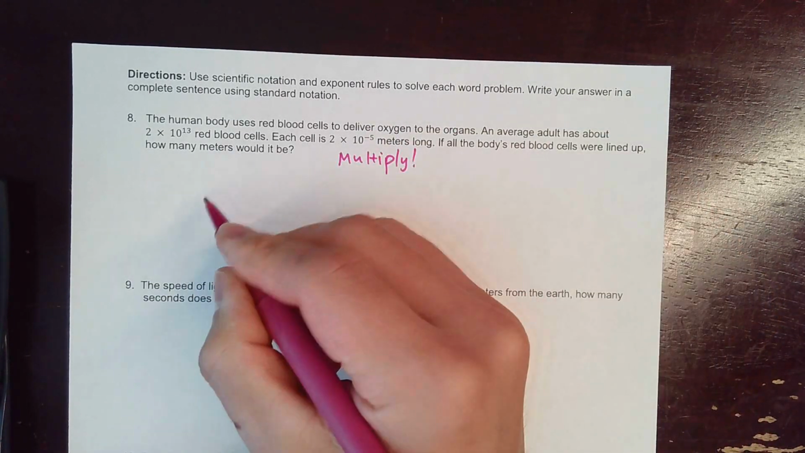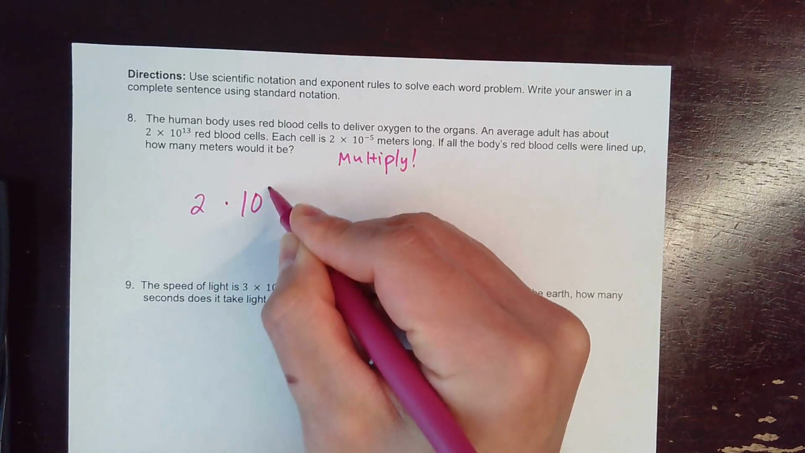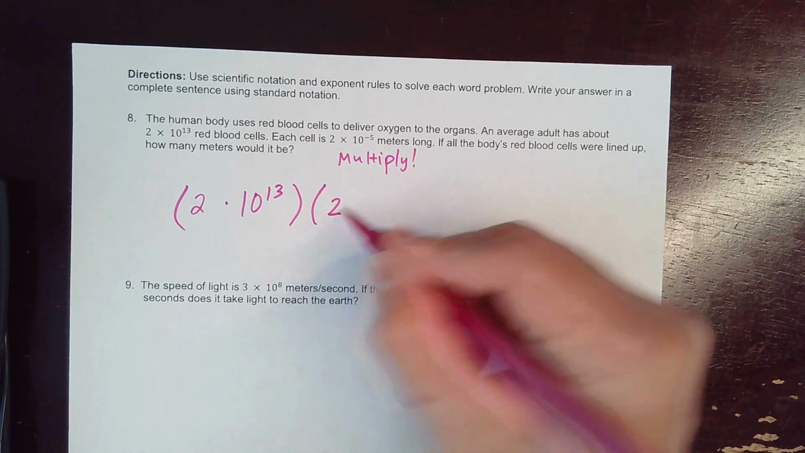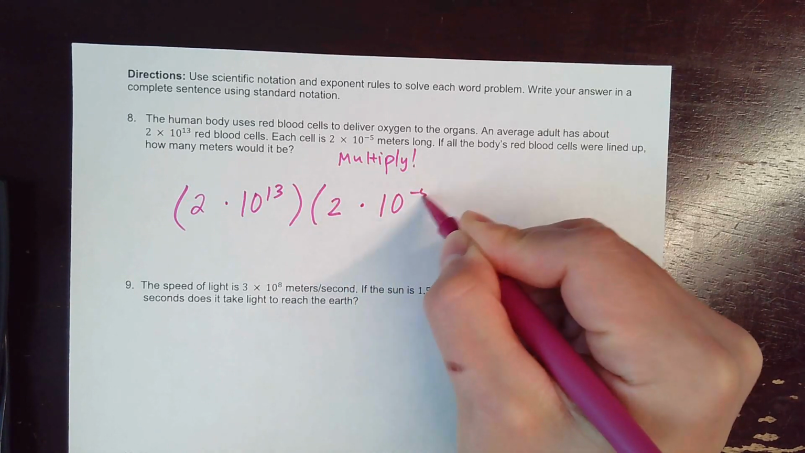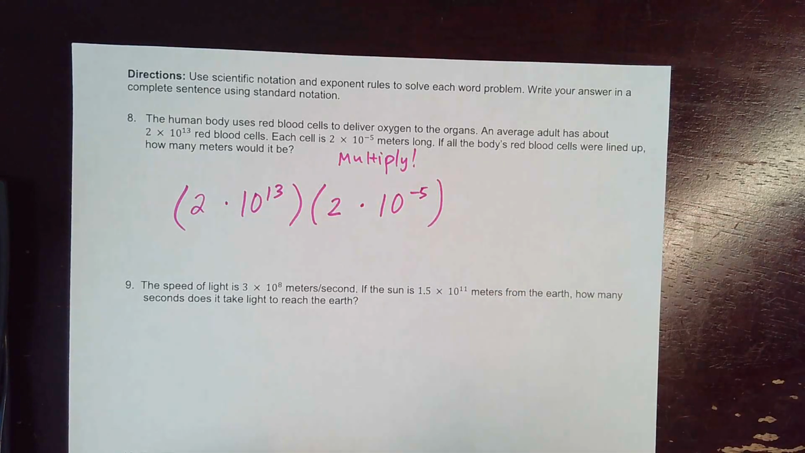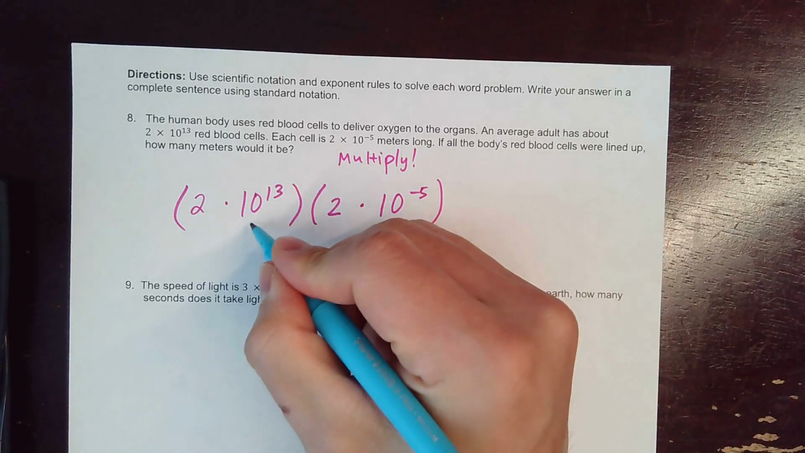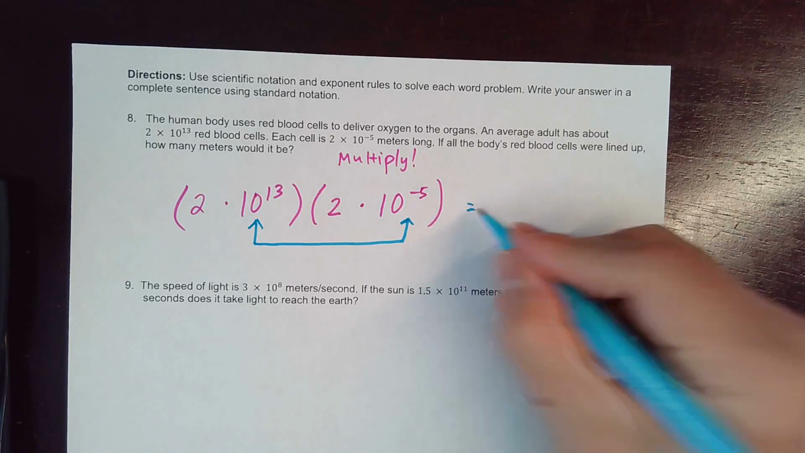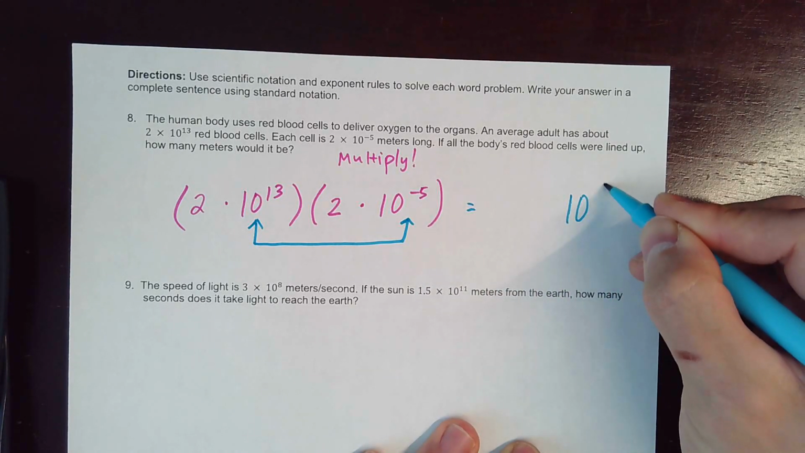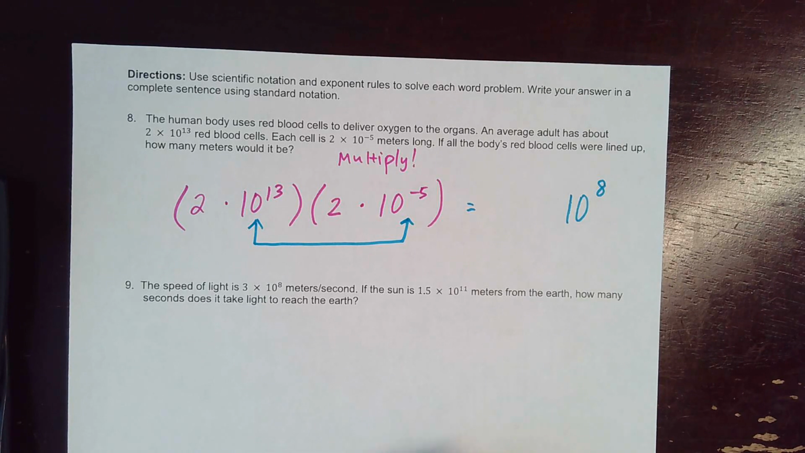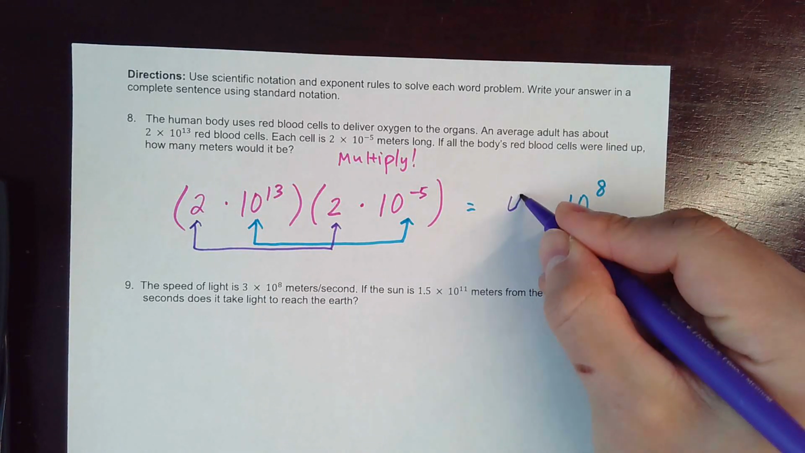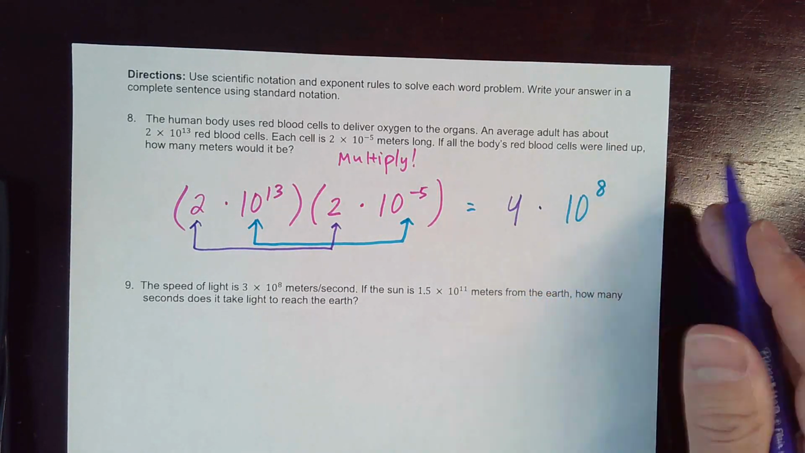I'm just going to write multiply, and you just go 2 times 10 to the 13, and then you multiply that with the length of each individual cell, which is really, really small, and you figure it out. Again, the first thing we have to calculate is the power of 10, right? 10 to the 13 with 10 to the negative 5 is going to be 10 to the 8. Then the second thing is a simple calculation of 2 times 2, which is 4. You say 4 times 10 to the 8th.